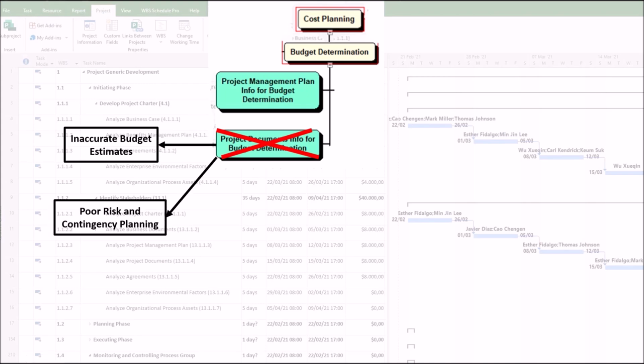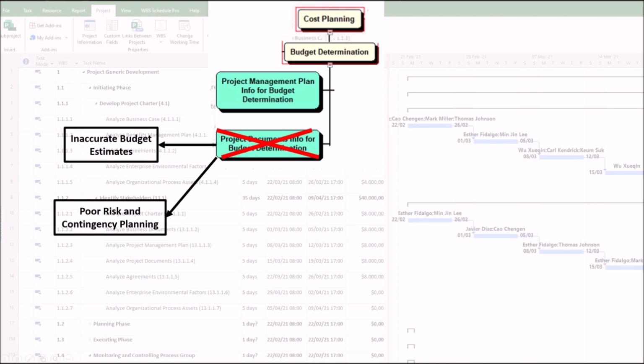2. Poor risk and contingency planning. Inadequate risk management analysis, such as the omission of high-impact risks, can result in inadequate contingency reserves, such as a lack of financial resources for a project when risks materialize. For example, ignoring supply chain risks results in unbudgeted procurement delays.